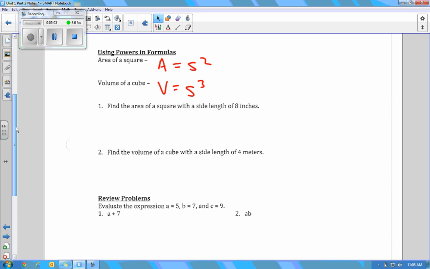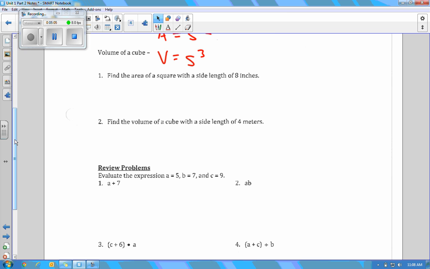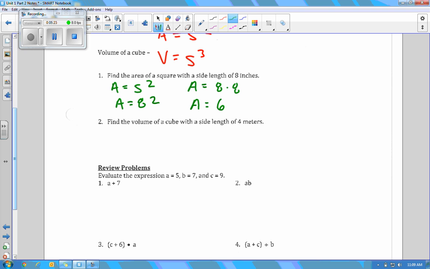So if you look at number 1, it says find the area of a square with a side length of 8 inches. So our formula was area equals side squared. So area equals, I'm going to evaluate this equation. We're going to put 8 in for s, so 8 squared. So that means my area is 8 times 8. So my area is 64. Now, again, I can't just put 64, I have to have some sort of unit with it. So we're working in inches, and then since it's the area, it's inches squared. Or you could write that 64 square inches, either way.